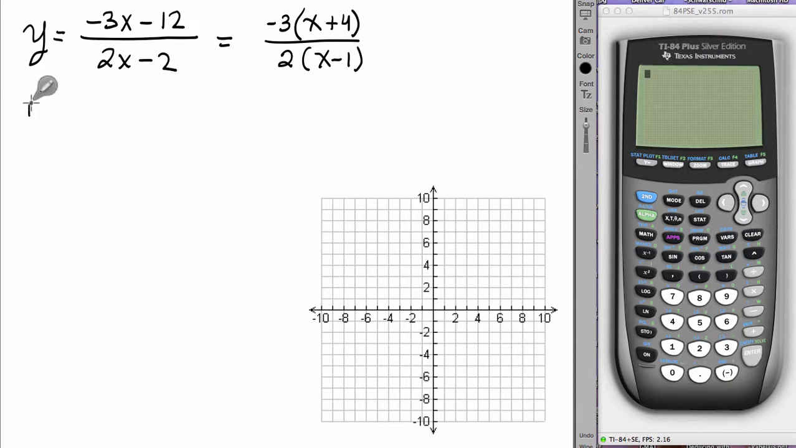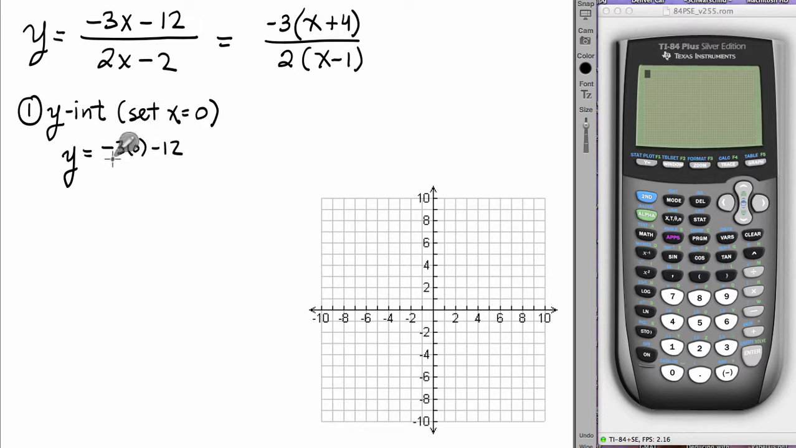The probably easiest step of the 6 is to figure out the y-intercept in the function. And you might recall that you can find y-intercepts by setting x equal to 0 in the equation. Now, if we did that, it would leave us with negative 3 times 0 minus 12 for numerator, and 2 times 0 minus 2 for denominator, negative 12 over negative 2, which is just 6.